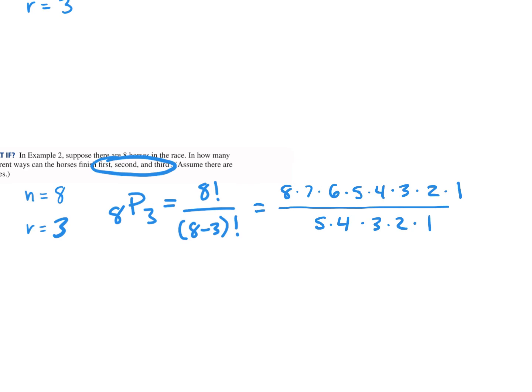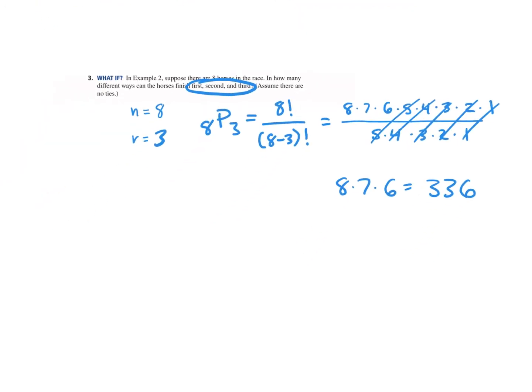Do we have anything that cancels out on the top and on the bottom? 1s, 2s, 3s, 4s, and 5s. So what are we left with? 8 times 7 times 6. And what's 8 times 7 times 6? 336. Do you all agree?